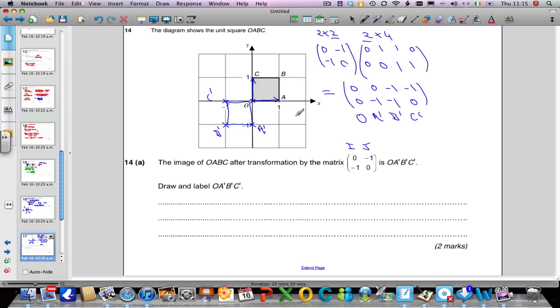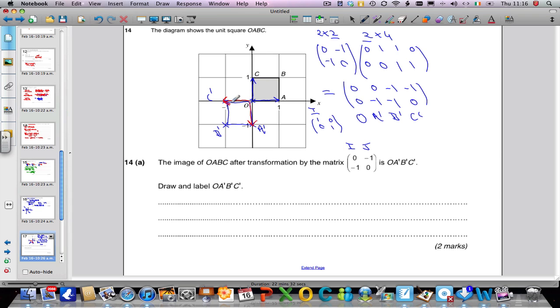Now the i component was 1, 0. So that's the i component. It was 1, 0, and the j component was 0, 1. And what's happened? Well, the i component has now become 0, minus 1, so it's gone to here. Let me just change color. That was the i component, and now it's 0, minus 1. The j component was 0, 1, which was here. It's now minus 1, 0. So minus 1, 0, which is there.